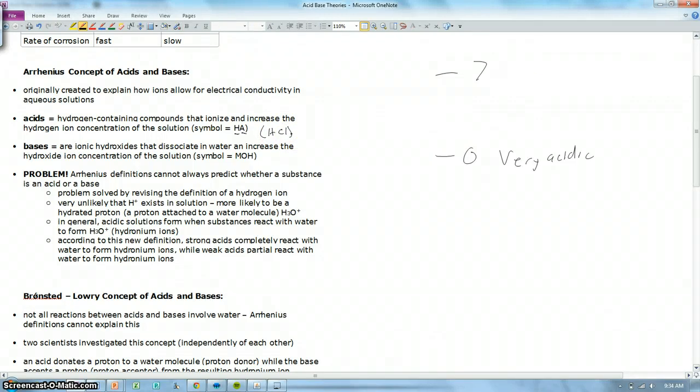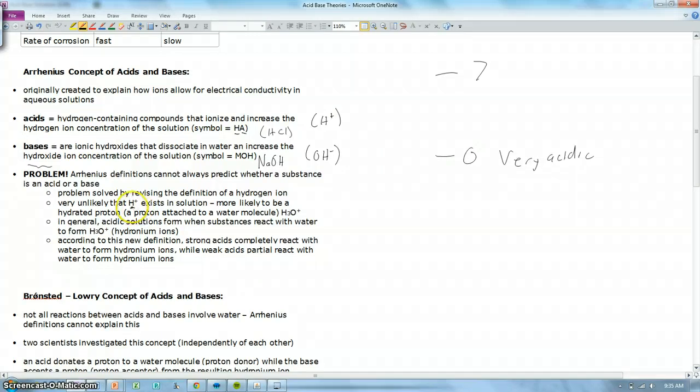So what acids do is they ionize and increase the hydrogen ion concentration in the solution, where a base, on the other hand, dissociates in water and increases the hydroxide ion concentration. So here, for acids you're talking about H+, for bases you're talking about OH-. Something like NaOH would be an example of a base. So this was a bit of a limited definition.